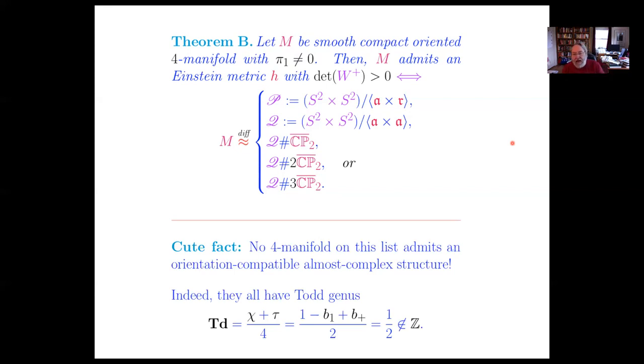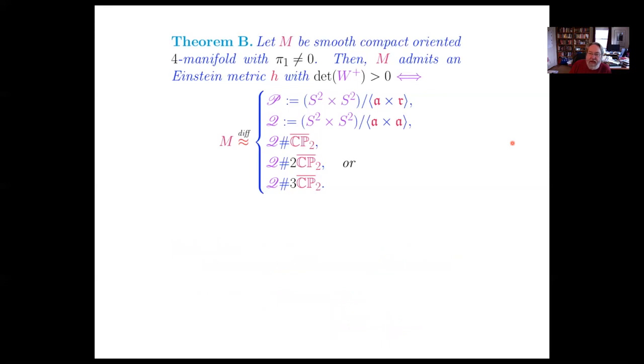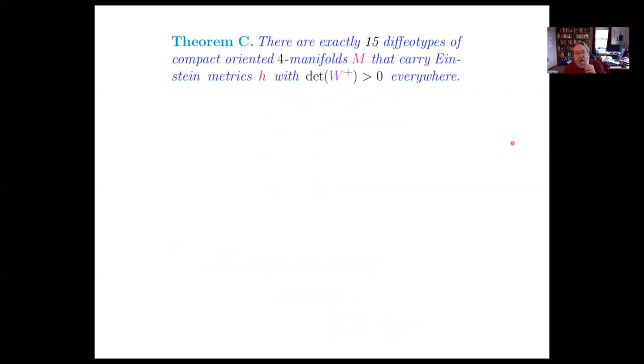All right, so all of these quotients of del Pezzo surfaces are examples of four manifolds that don't admit an orientation compatible almost complex structure. I'll leave it as an exercise. Well, some of them have almost complex structures for the opposite orientation, some don't. All right, so here was a nice list. I like to classify things. And we put that together with the oriented list, and we find out that there are exactly 15 diffeotypes of compact oriented four manifolds that carry Einstein metrics with determinant of W plus positive everywhere.